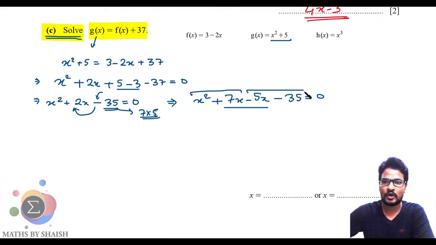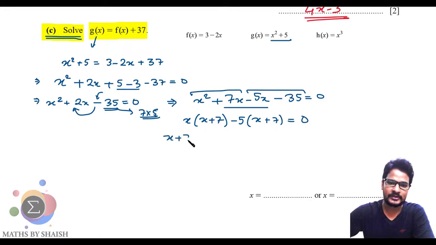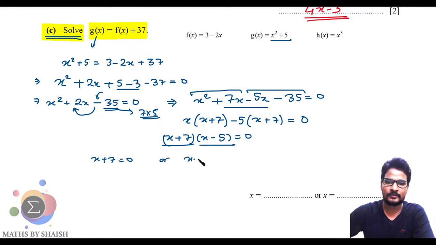And then we will take common from the first two, that is x, of course x plus 7, and from here we can see minus 5 is common, so it is again x plus 7, because I have taken minus common, and hence it is x plus 7 and x minus 5 equals 0. So as soon as we got the product as 0, it means either the first factor is 0 or the second factor is 0. It means either x is minus 7 or x is 5.